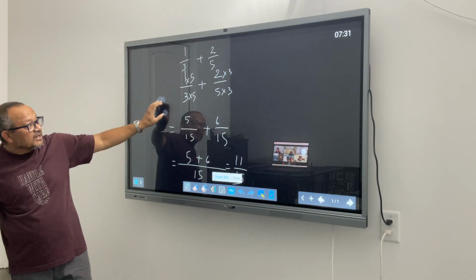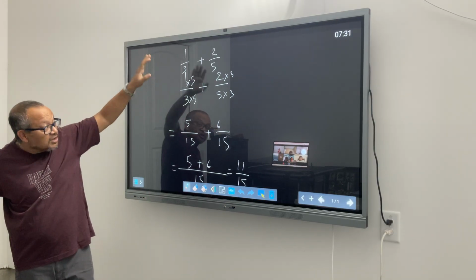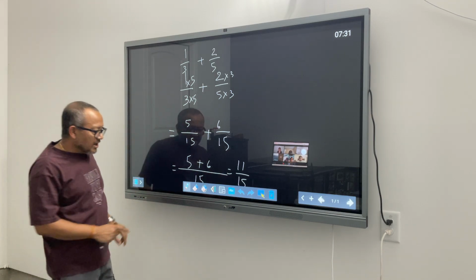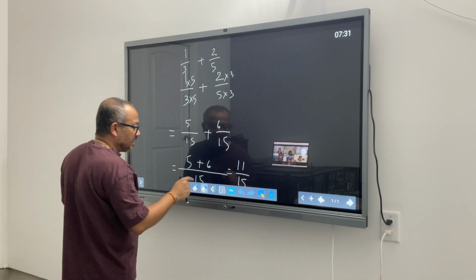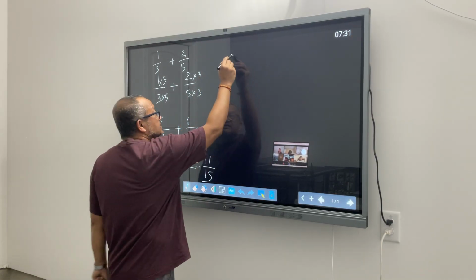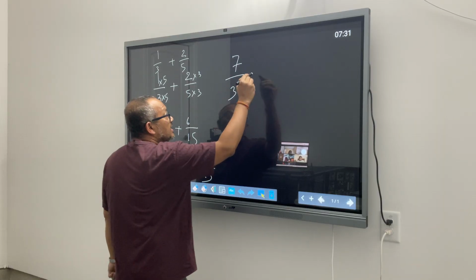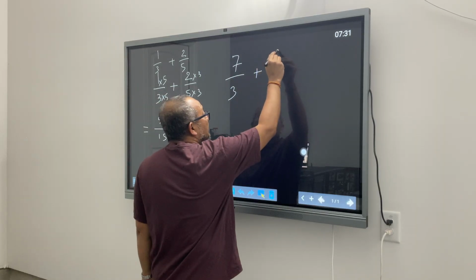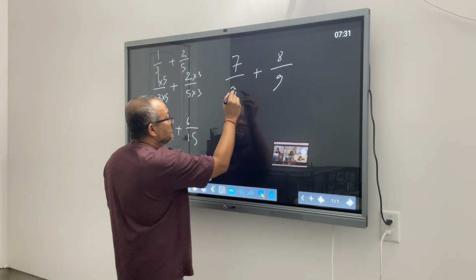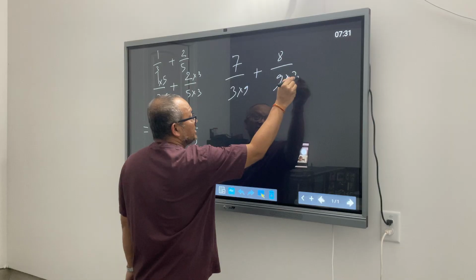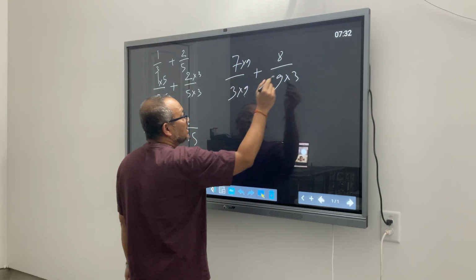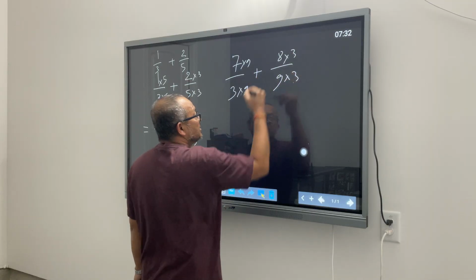So why am I saying dirty technique? Because without finding out the LCM, we got the answer faster. Now you will see, if I have, let's say, 7 by 3 plus 8 by 9 to be done, what I will do is multiply this with 9 and this with 3. So if I am multiplying by 3 here, I multiply by 9 here, multiply with 9 here, multiply with 3 here, multiply with 3 here.